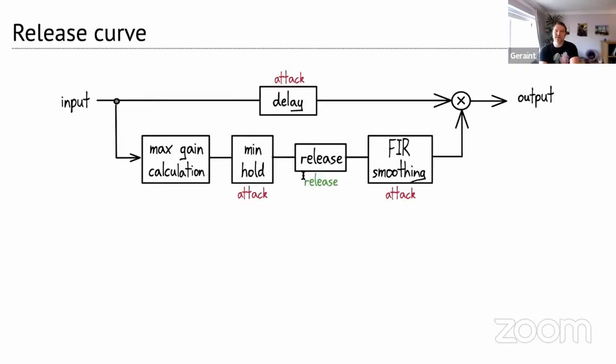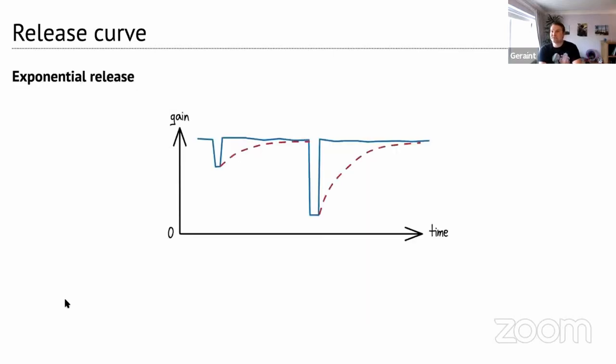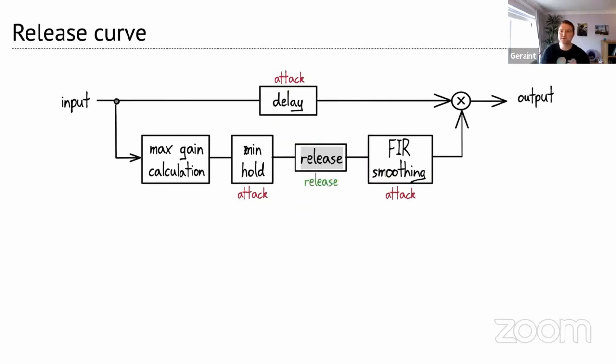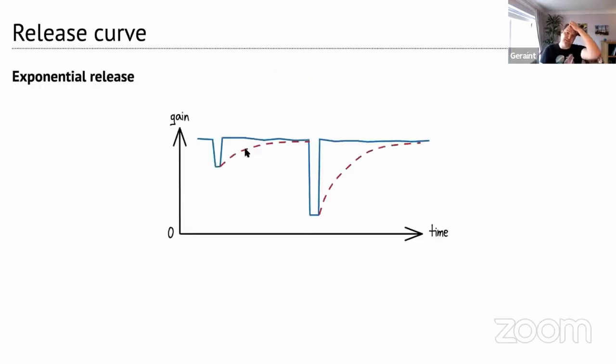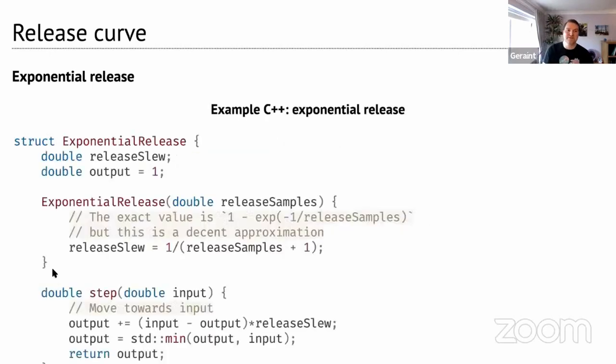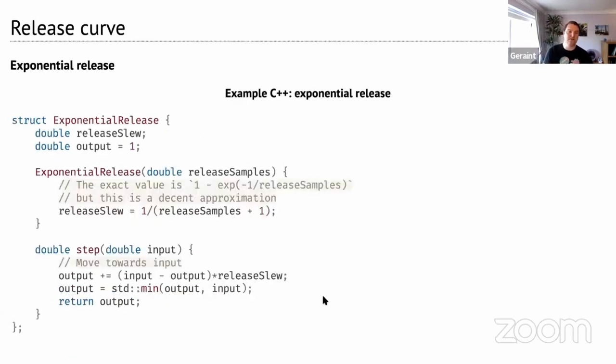This is our flow, and it's exactly the same as before, except we've just added a release element here. Now, the simplest one to add is an exponential release. So our moving minimum signal is the blue one here. And then our release curve that we're creating is going to be this exponential one. So when it decreases, it does so instantly. When it increases, it does so slowly. And I'll zoom out so you can see the code.